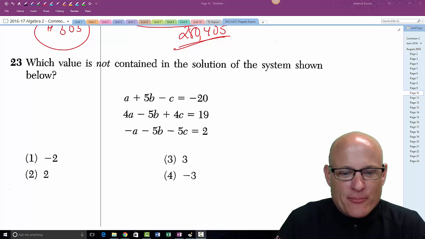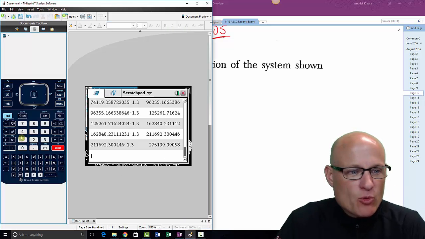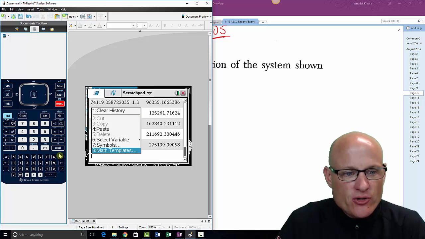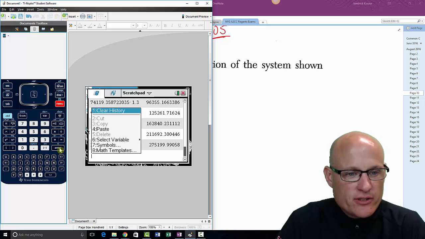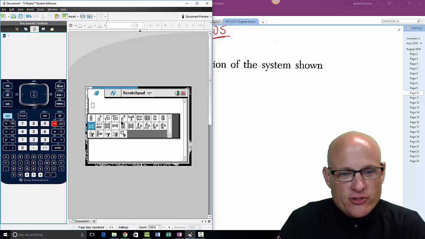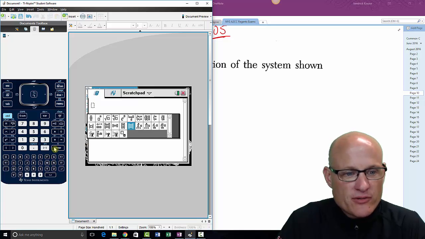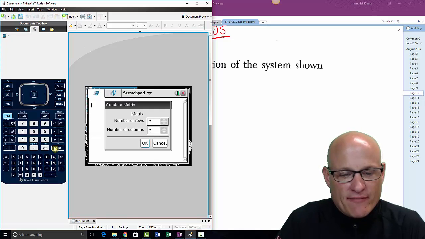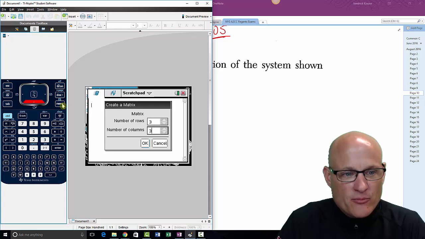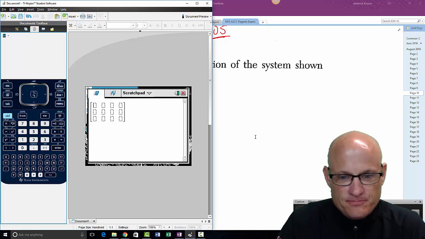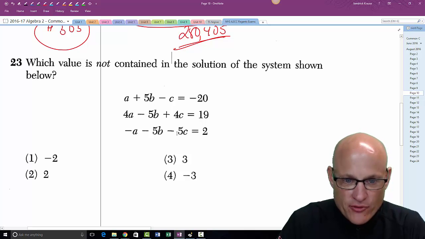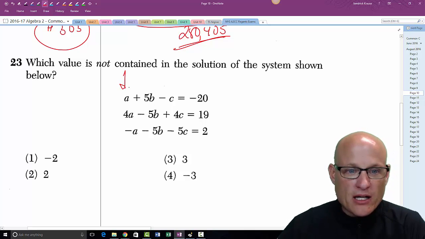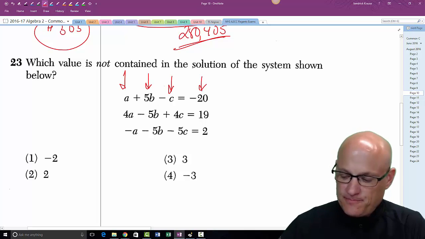So I'm going to show you how to do this problem using the graphing calculator, and we're going to use matrices. So I'm going to come in here, control history, enter. I'm going to go into matrices, this one. Press enter. Now, how many rows do I have? I have 3 rows, but I have 4 columns because there are 4 things, right? This is 1 column, 2 columns, 3 columns, 4 columns. Okay?